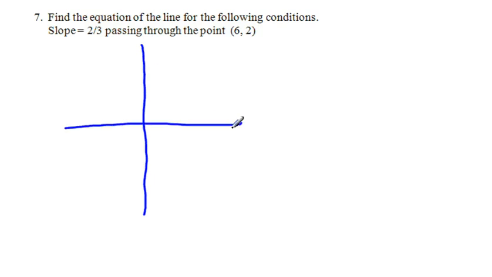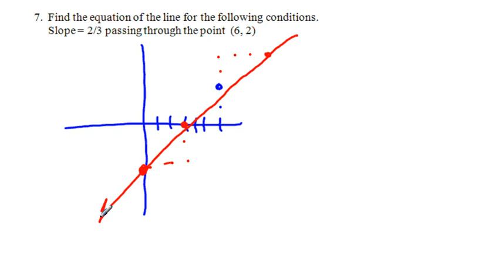If you had a nice, neat graph, you could plot (6, 2): 1, 2, 3, 4, 5, 6, up 2 right here. If you knew the slope was 2/3, you could simply follow the slope up 2, over 3, and keep that pattern going, both forward and backwards, and hopefully you'll land exactly on a nice y-intercept and be done.